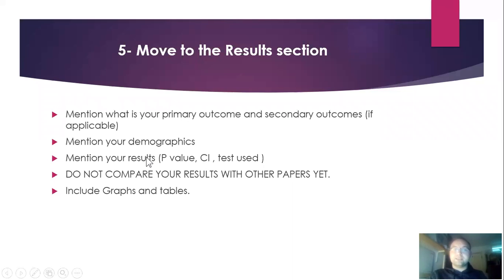Then you mention your results, the bulk of it. I always say it's the meat. This is where you will show the p-value, the confidence interval, and what test you used. Of course, as we said, for parametric data you'd use different tests than for non-parametric variables. Here you would need the help of a statistician to find what is statistically significant or not, and to calculate the p-value and confidence interval. Then you would write them up in your results section.